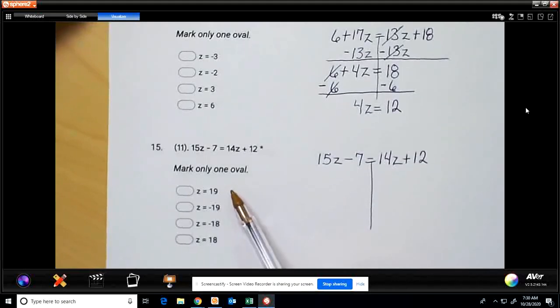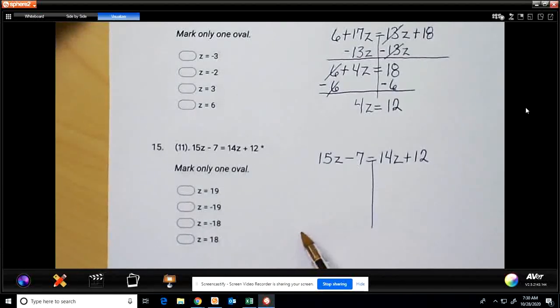Your answer choices are z equals 19, z equals negative 19, z equals negative 18, and z equals 18. You might want to take a minute now and pause this video, that way you can work this problem out. Remember, you need to work this on your own paper.